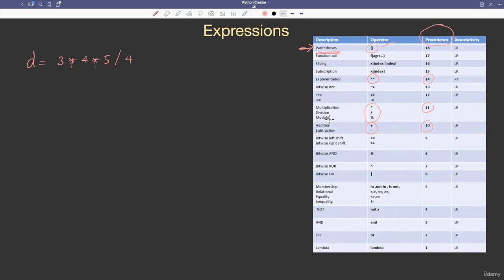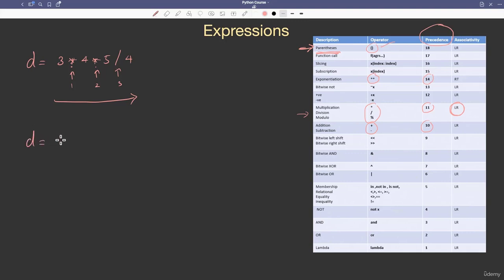If you see multiplication, division, modulus, they have equal precedence. So then which one will be performed first? The first one is this one, then this is the second one, then this is the third one. So they are performed from left to right. If you watch here in the table, in this line, the last one is written LR. LR means left to right. So if there are multiple operators in an expression with the same precedence, then they are executed from left to right.